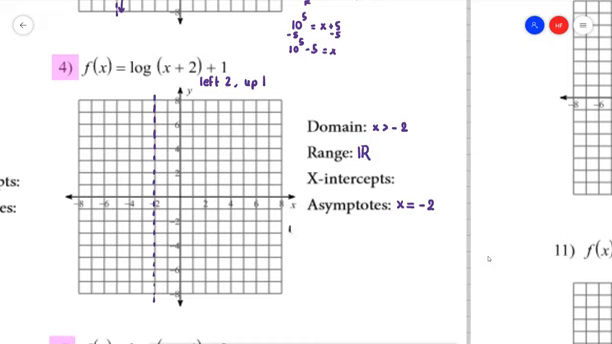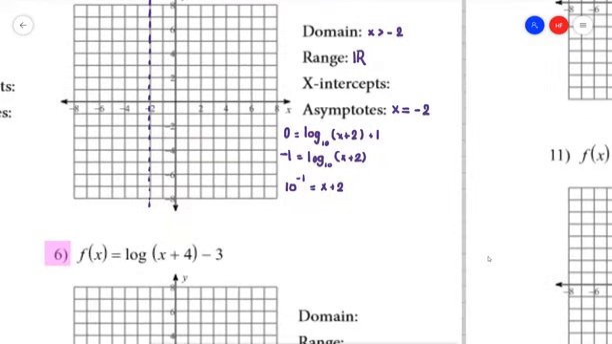Let's find that x-intercept by making y a 0. Log base 10, x plus 2, plus 1 equals 0, so negative 1 equals log base 10, x plus 2. I'm not going to flip it this time, so this is 10 to the negative 1 equals x plus 2. So we converted it here to exponential form.